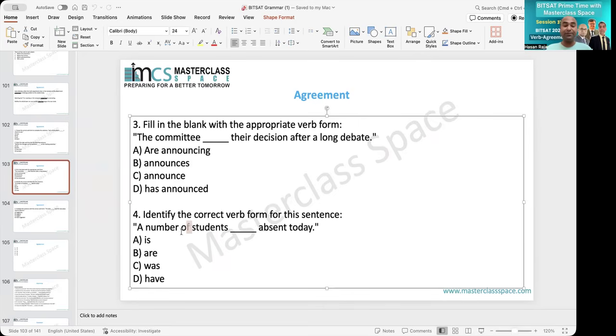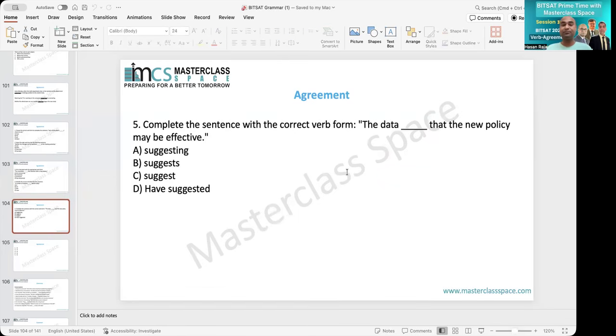Now, "A number of students." Again a group of words, and in case of a group of words, the subject will be before the first preposition, but "a number." Remember, if it is "the number," it will be singular, but if it is "a number," it will be plural. The number, singular; a number, plural. So "a number of students were absent" or "are absent today"? Because today means present, therefore "are." So "is" and "was" are out. "Have" cannot be used because "have" takes a verb form, and therefore this part is out. "Are" means B is the answer.